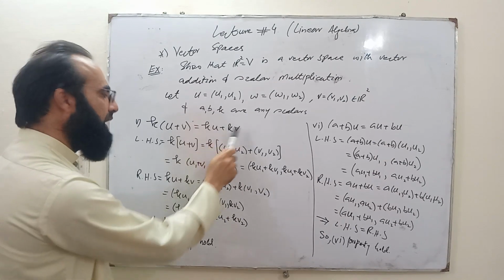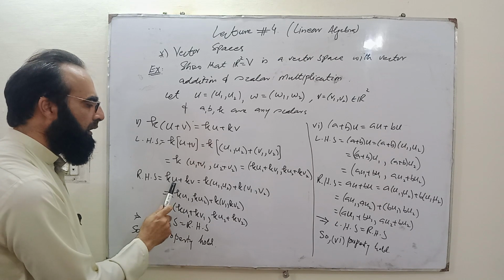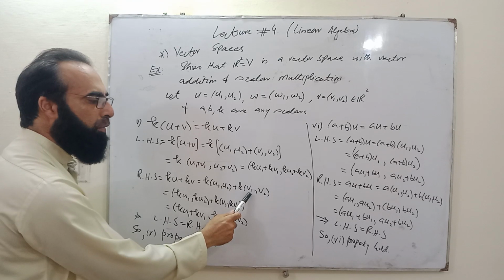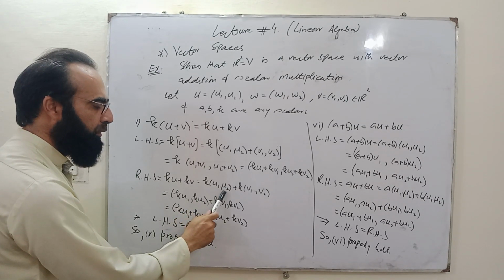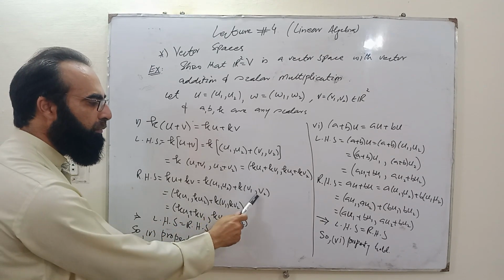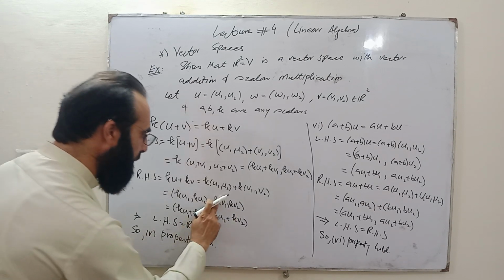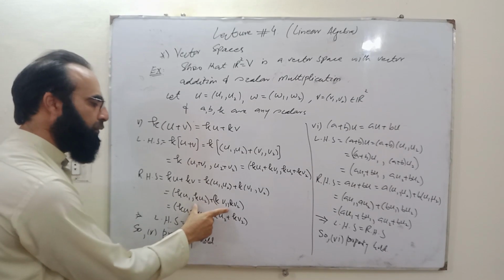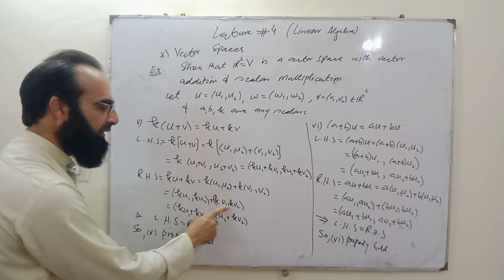Now take the right side. Right side is k times u plus k times v. U vector is basically u1, u2, and v vector is v1, v2. First of all, multiply this scalar with both components u1 and u2. You will get ku1, ku2. In the same fashion, from v you will get kv1, kv2. Now add these two vectors. You will get ku1 plus kv1 and ku2 plus kv2.